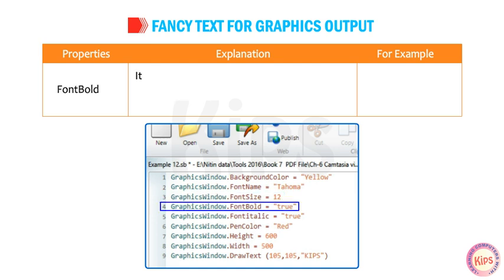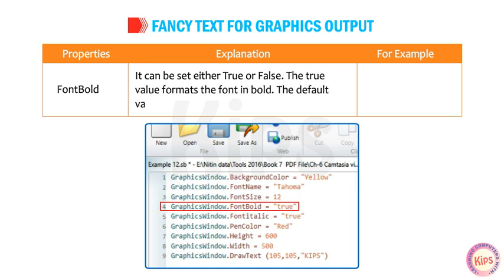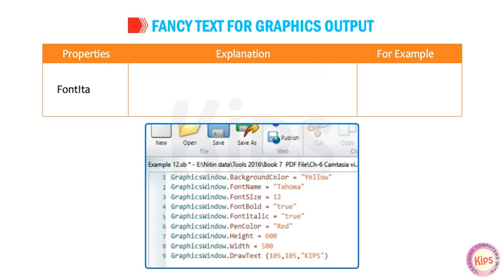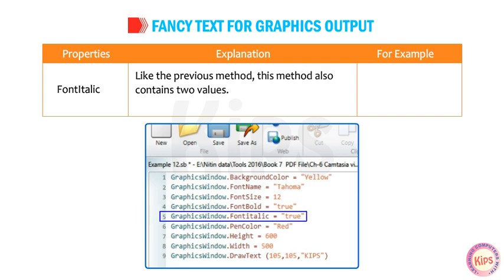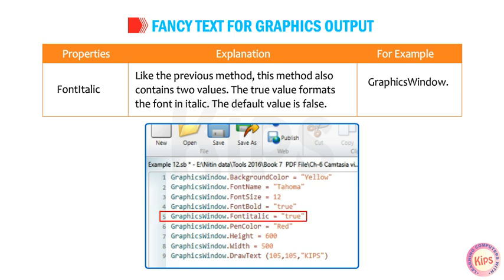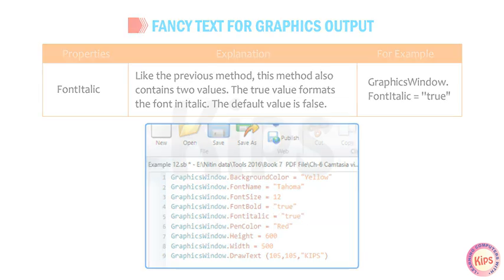Font bold. It can be set either true or false. The true value formats the font in bold. The default value is true. GraphicsWindow.FontBold = "True". Font italic. Like the previous property, this one also contains two values. The true value formats the font in italic. The default value is false. GraphicsWindow.FontItalic = "True".